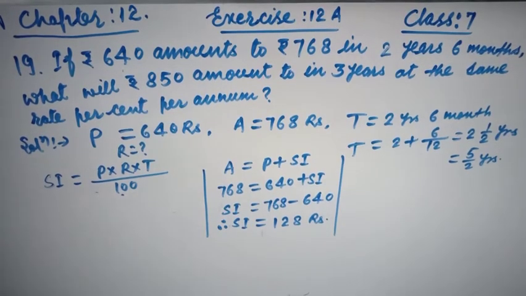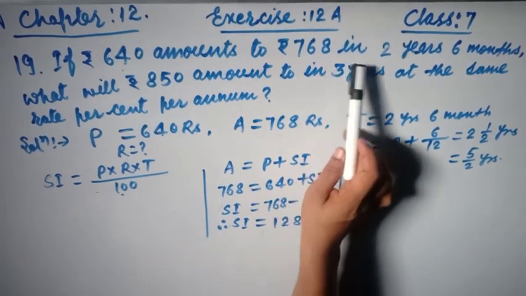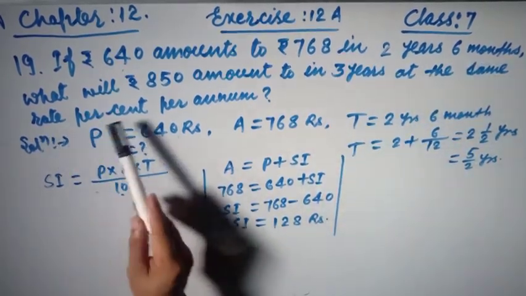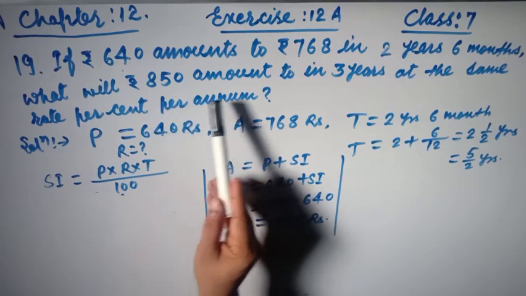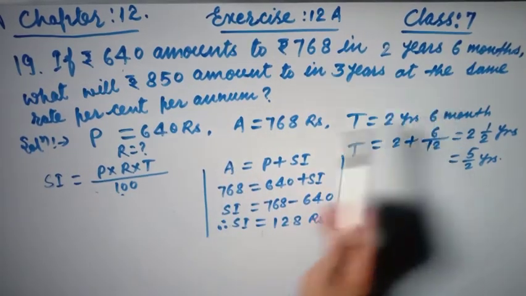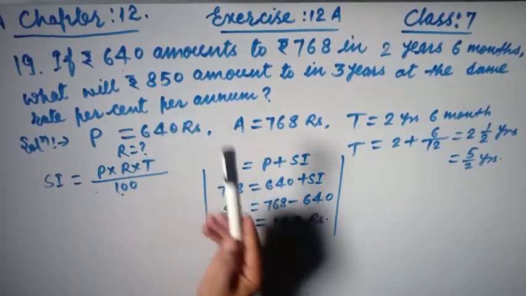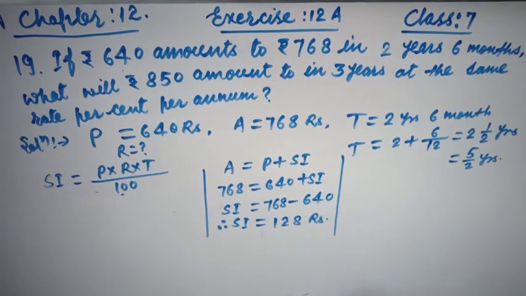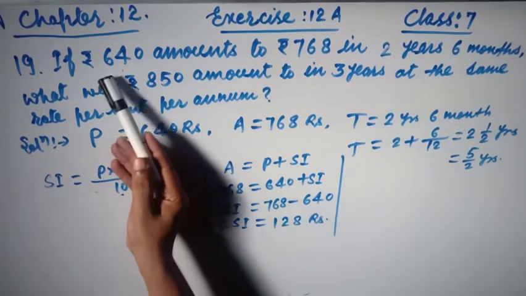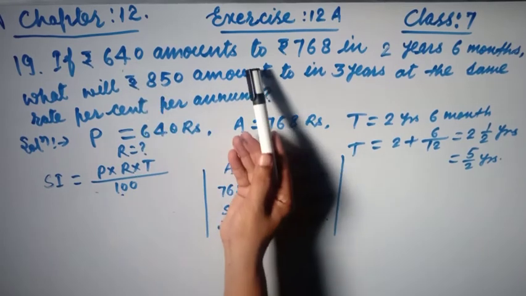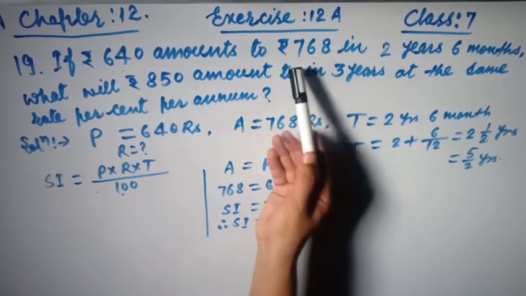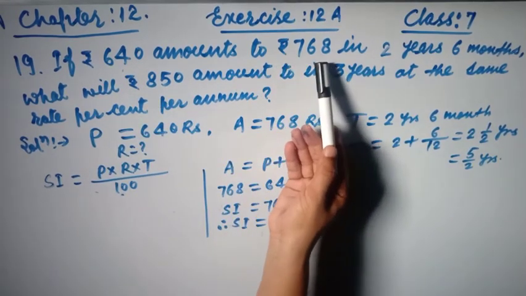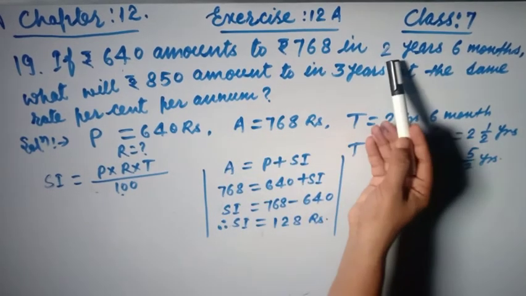Now see friends, question number 19 says, if rupees 640 amounts to 768 rupees in 2 years 6 months, what will 850 rupees amount to in 3 years at the same rate percent per annum? Here there are two statements given. In the first statement, P is given as 640, R is to be found, and the amount A is given as 768 in 2 years and 6 months.